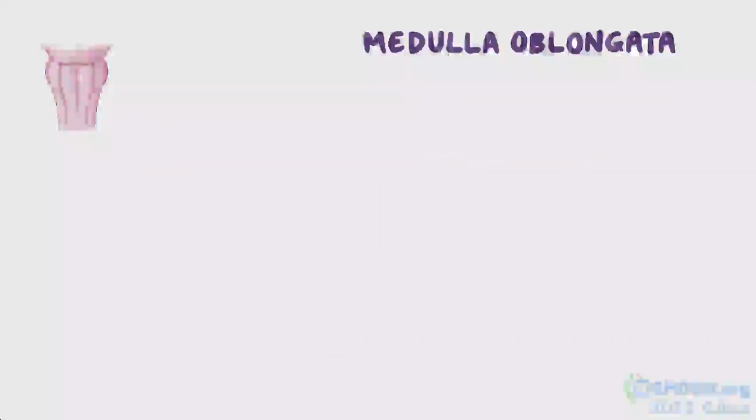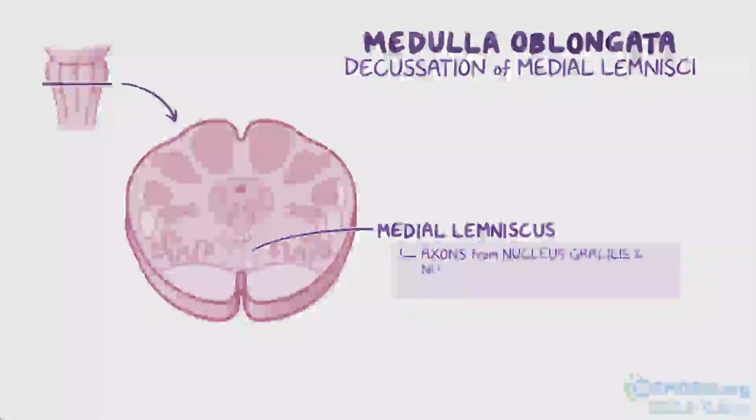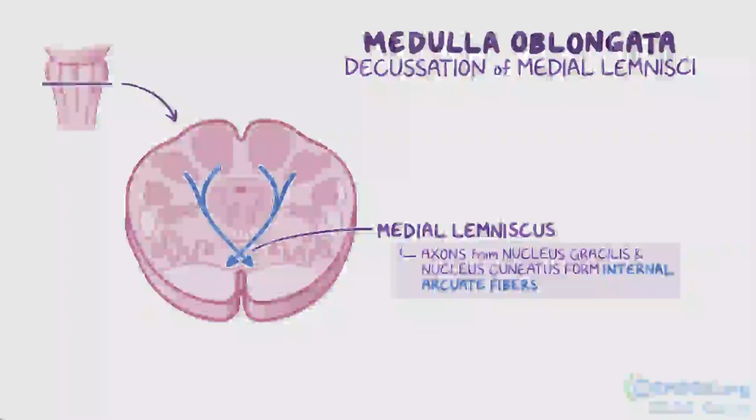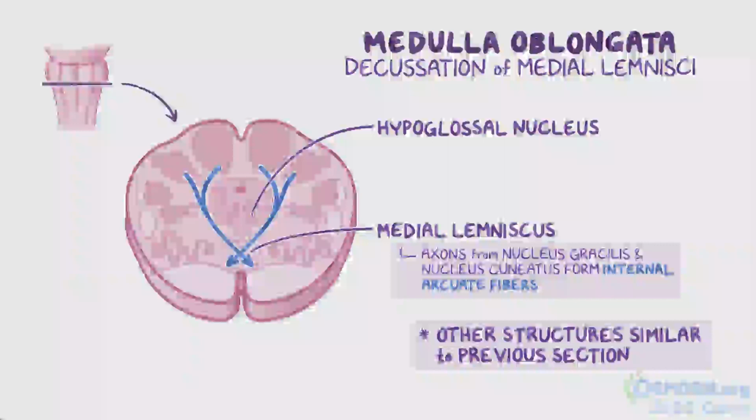Now let's look at another transverse section, this time at the level of the decussation of the medial lemnisci. Here, there's a somatosensory tract decussation. Axons originating from the nucleus gracilis and nucleus cuneatus form the internal arcuate fibers that pass around the central gray matter. Ventral to it, these fibers cross the neural axis to the opposite side. Dorsal to the decussation in the central gray matter, there are the hypoglossal nuclei. Other structures are similar to those described in the previous section.